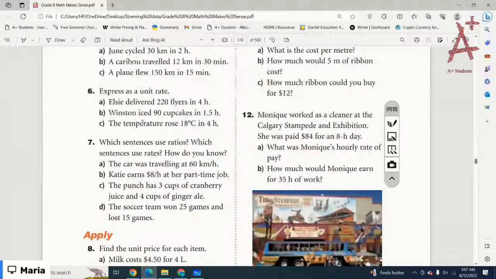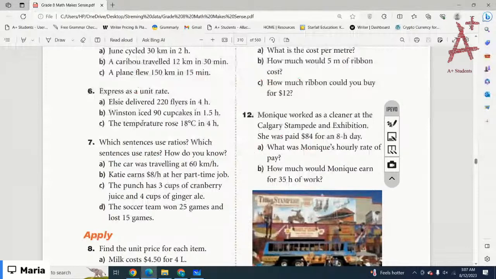Okay, the second one is Katie earns $8 per hour. Again, that is a rate. The punch has 3 cups of cranberry juice and 4 cups of ginger. That is the ratio, because you have two different things, ginger and cranberry, and you have 3 cups of cranberry and four. That would be the ratio, because you compare two different ingredients, right? Okay, the D is the soccer team won 25 games and lost 15. That is again a ratio, right?